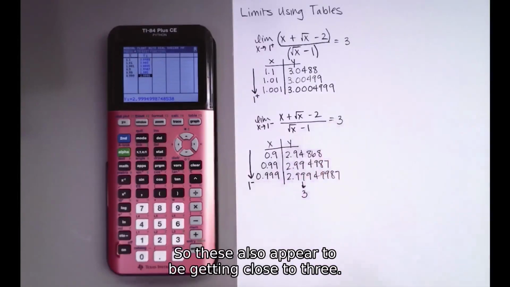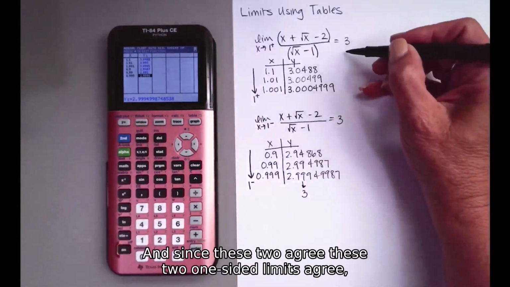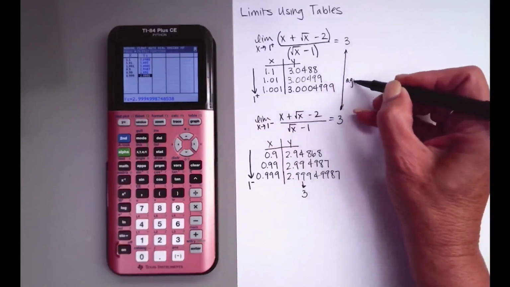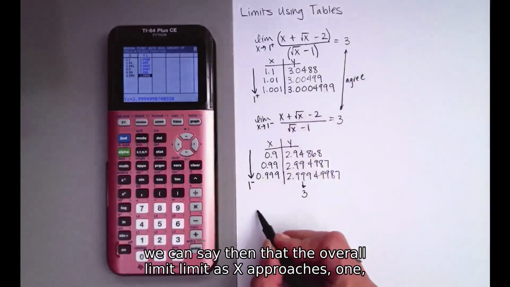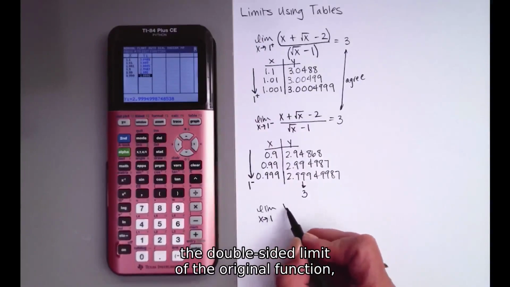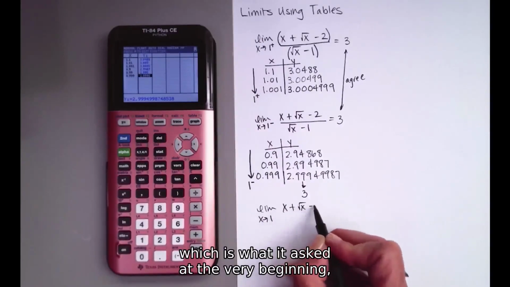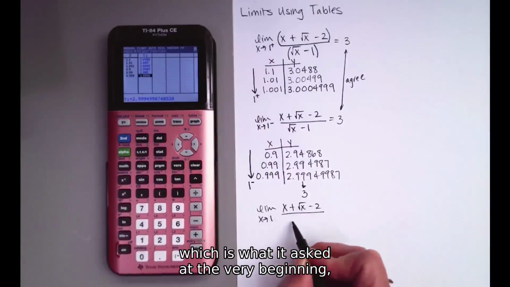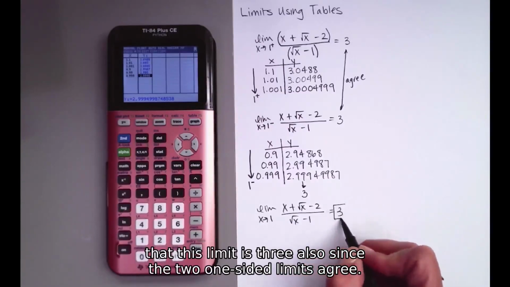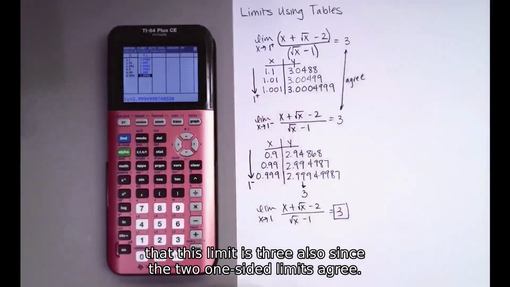So these also appear to be getting close to 3, and since these two one-sided limits agree, we can say then that the overall limit as x approaches 1, the double-sided limit of the original function, which is what it asked at the very beginning, that this limit is 3 also, since the two one-sided limits agree.